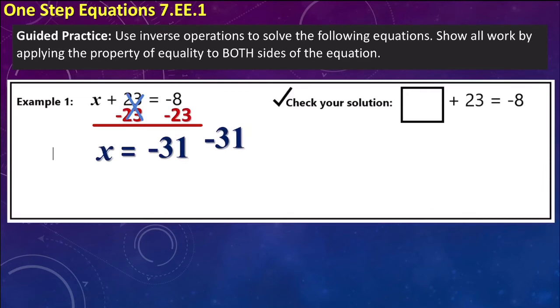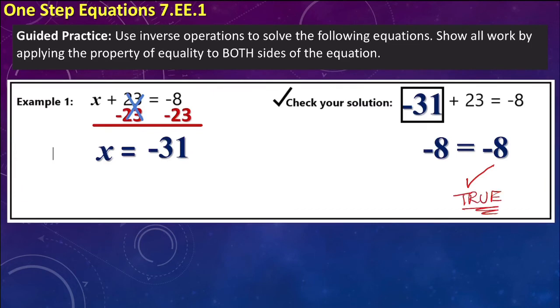So if we put that negative 31 in there, well, negative 31 plus 23, well, that equals negative 8. Well, so does the right side. The right side equals negative 8. That checks off. That is true and verified, and we can go on to the next problem thinking, hey, I know I got this correct.